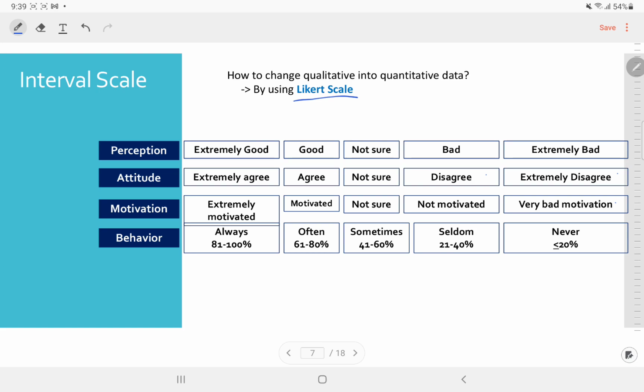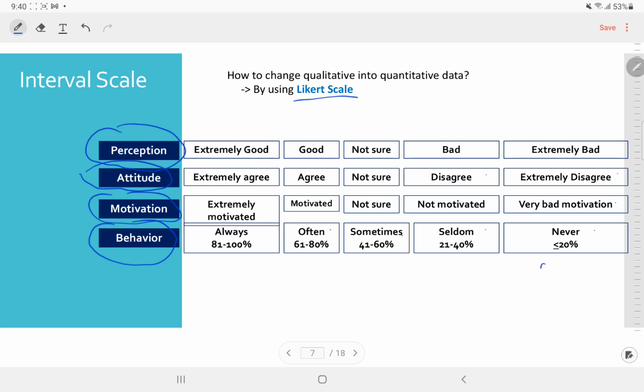And behavior: we can just take a look at the frequency of your actions, like always, often, sometimes, seldom, and never. So the choices will be based on your variable. So we call it the variables. Motivation is also a variable, and this one as well. And behavior is also a variable. And we can just have the range.